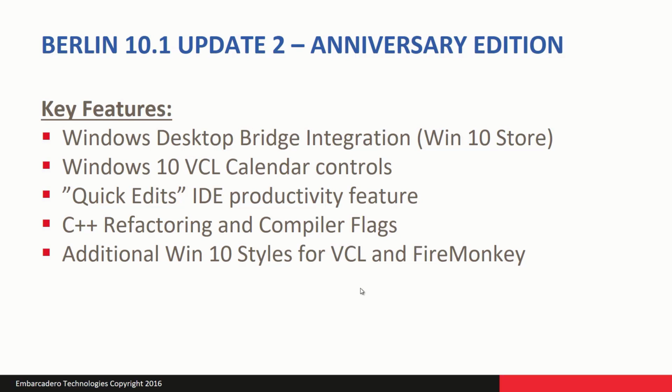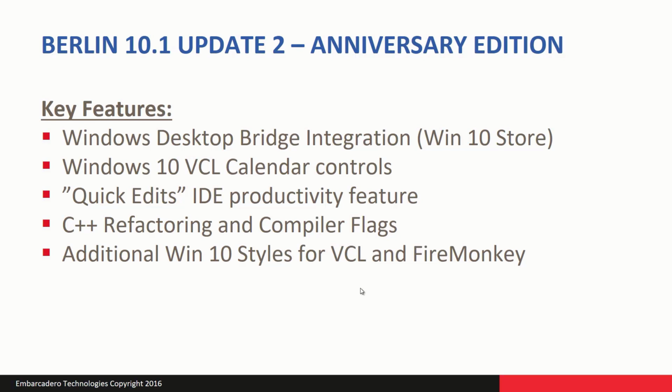So the key features that we're going to be looking at for Berlin Update 2 Anniversary Edition are, of course, Windows Desktop Bridge integration for the Windows 10 store. That's hence the anniversary name. We also have a Windows 10 VCL Calendar Control that does everything that the Windows 10 control does, but it's a pure VCL control, so that means you can backport that to be used on Windows 7, Windows 8, and all the other platforms that we support with the VCL.